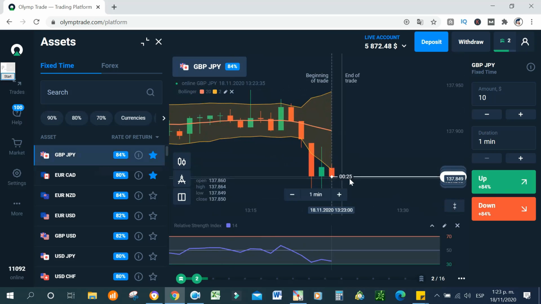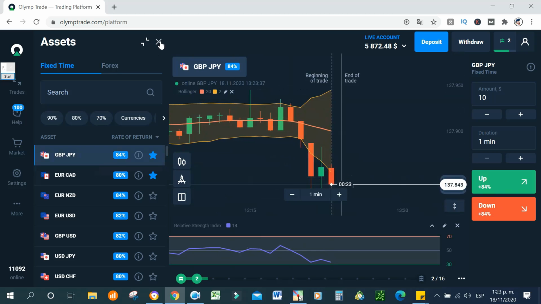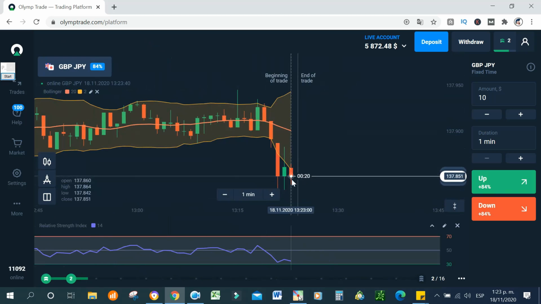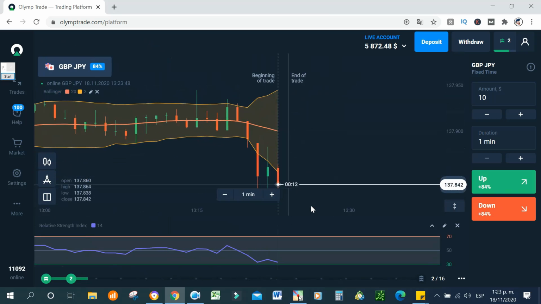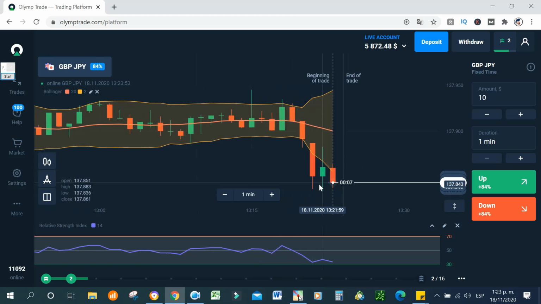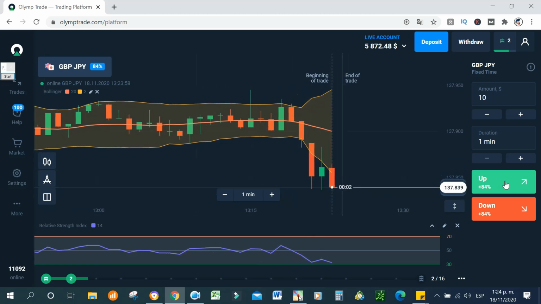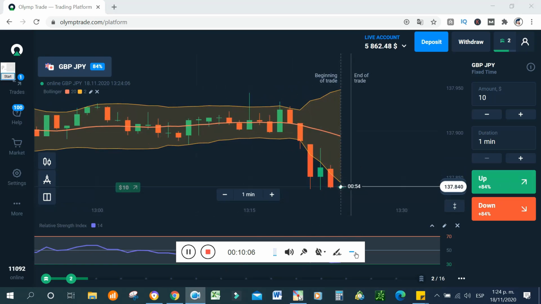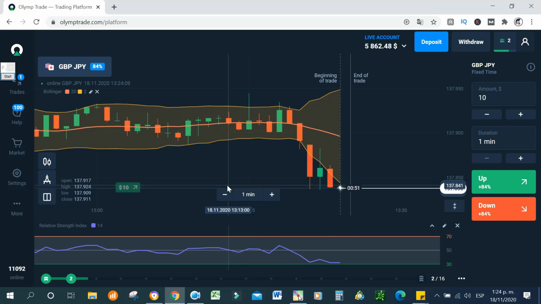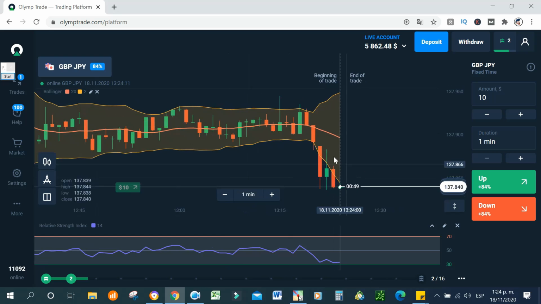Okay, I think we have another opportunity here. Just at the close of this candlestick, we may have another opportunity, because what the price is doing here is being rejected on this level. All right, let's do it. I think this would be the last trade. Let me check what happened.